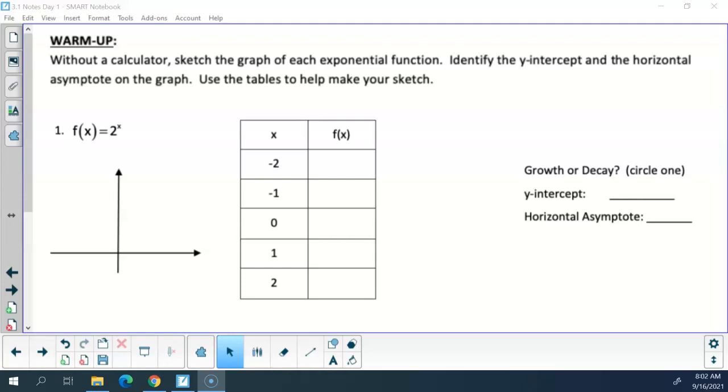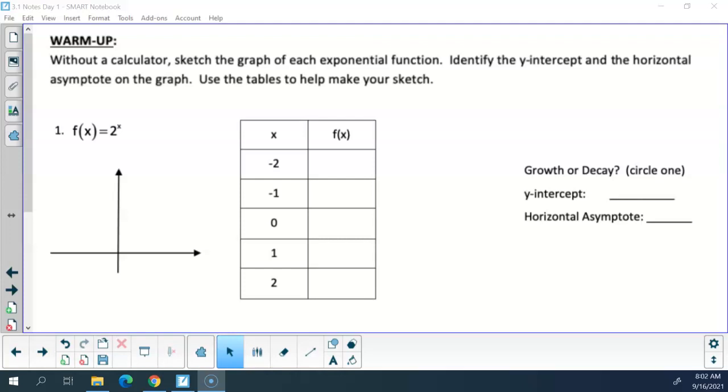So now, back to my original question. Is it growth or decay? Why growth? You were correct. What about a base of one? That's actually horizontal, because any one to any power is one, right? So it's always going to be one all the way across.